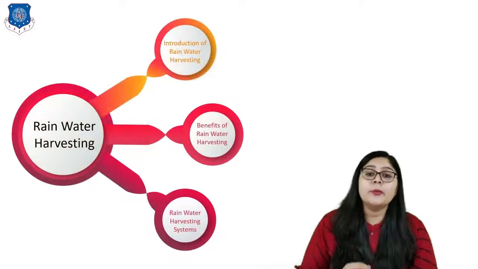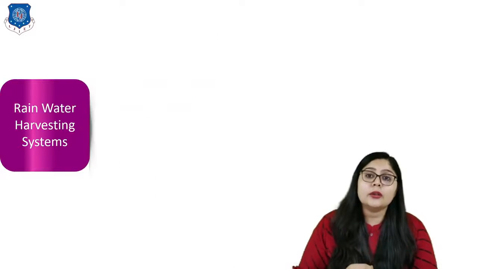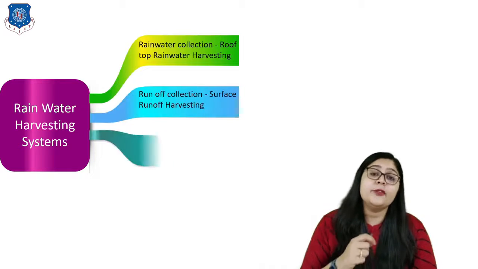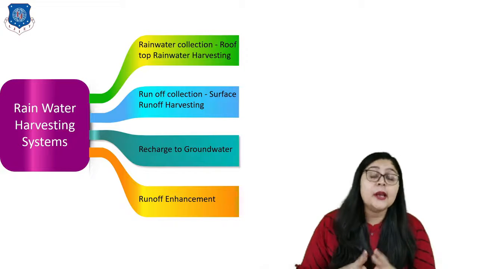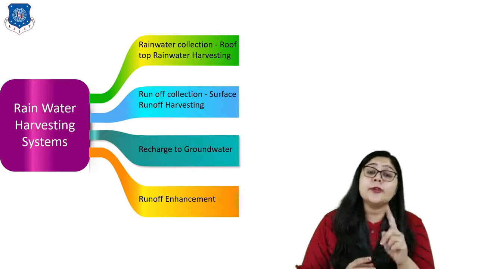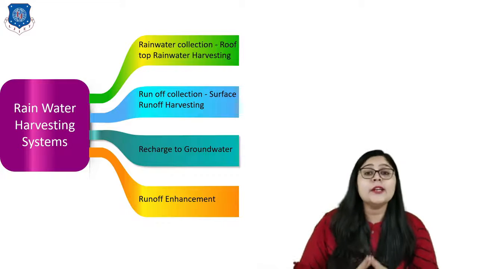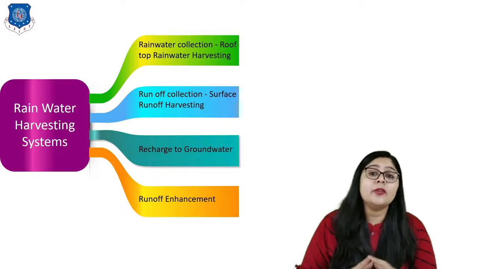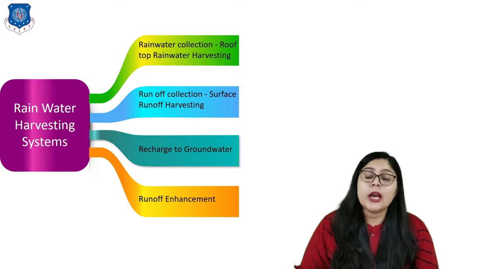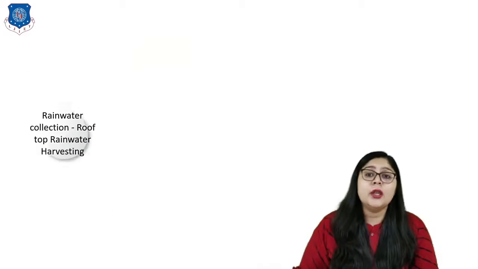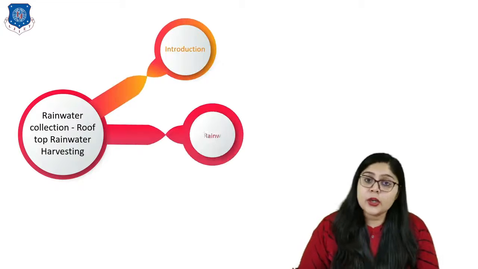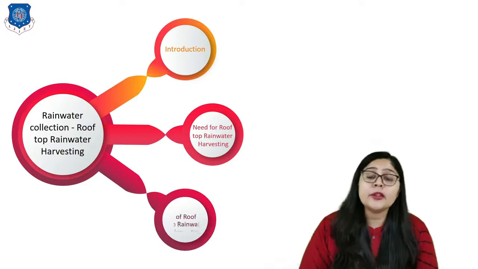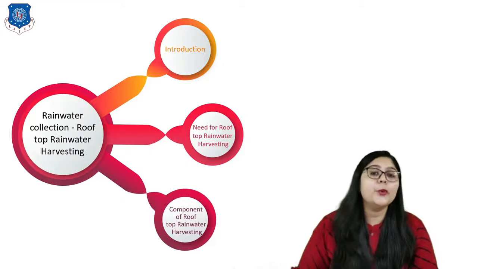Now let us see the most important topic, which is rainwater harvesting systems. There are four methods. The first one is rainwater collection, which means rooftop rainwater harvesting. Second is runoff collection, which means surface runoff harvesting. Third is recharge to groundwater, and lastly we will see runoff enhancement. Now let us see rainwater collection, rooftop rainwater harvesting. Let us see the introduction, then the need for this system, and lastly the components.